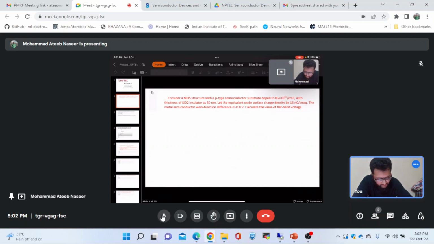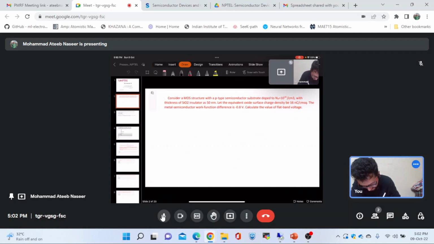We have also been told that the semiconductor metal work function is given to be equal to minus 0.8 volts. So let me write it down like this. Let me start writing the solution for this.